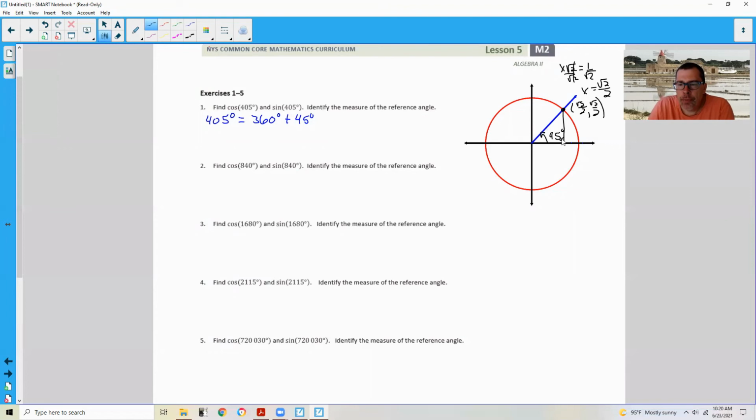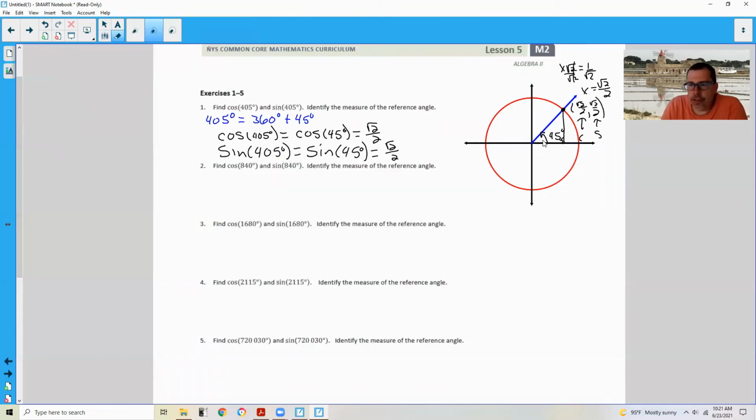Hopefully you remember that from the diagram in lesson 4, the last page, and you really should learn all the reference angles around in 30 and 45 degree increments. Okay, so now we can simply answer these questions. The cosine of 405 degrees equals the cosine of 45 degrees, which equals the square root of 2 over 2. That is our x value. Cosine is here and sine is here. So the sine of 405 degrees equals the sine of 45 degrees, and that is also the square root of 2 over 2.